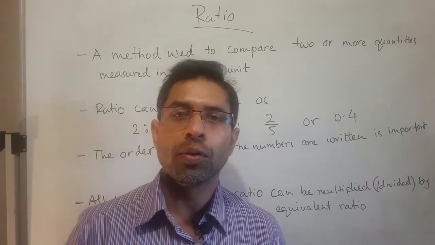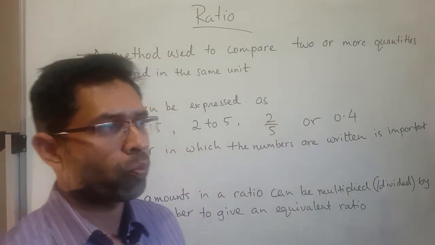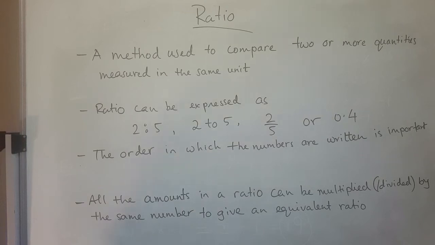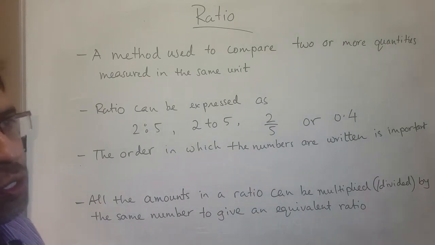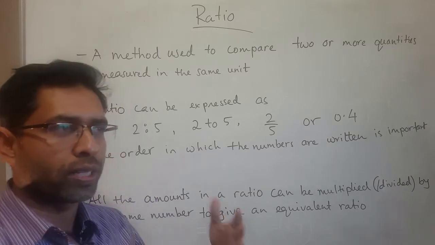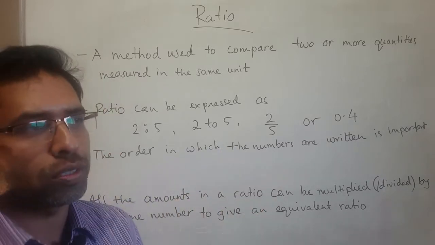We are going to look at ratio. Ratio is a method used for comparing two or more quantities, but make sure they are in the same unit. So if you compare with the kilogram, the other one should also be in kilogram.